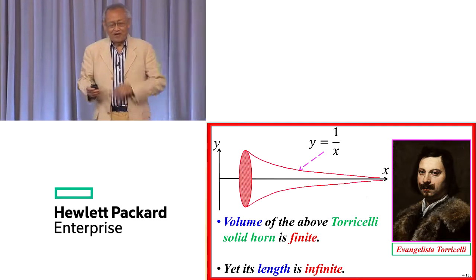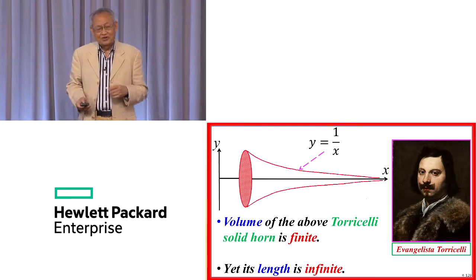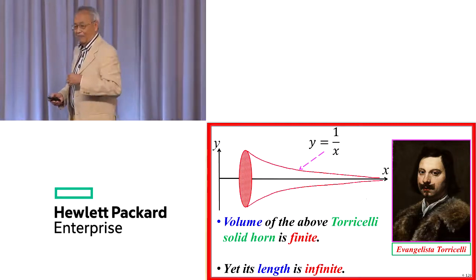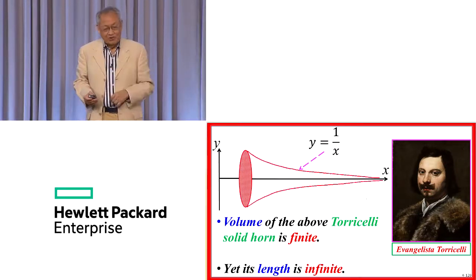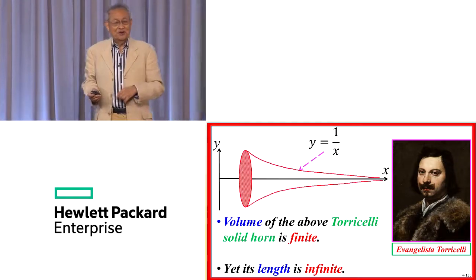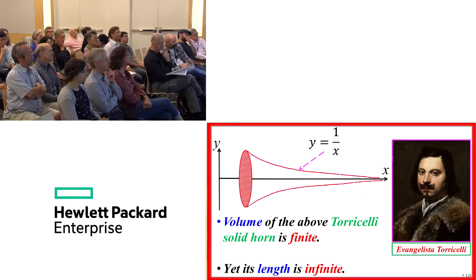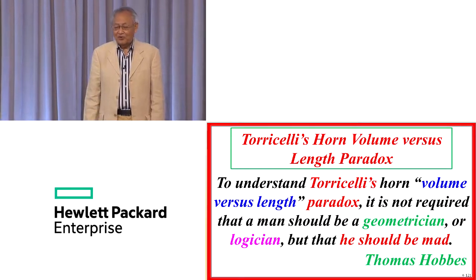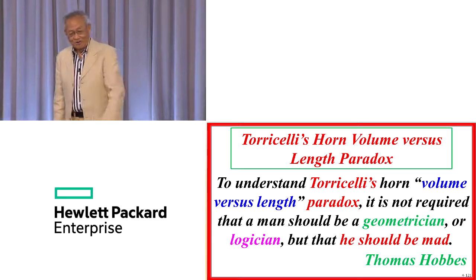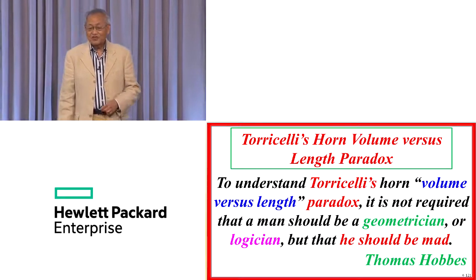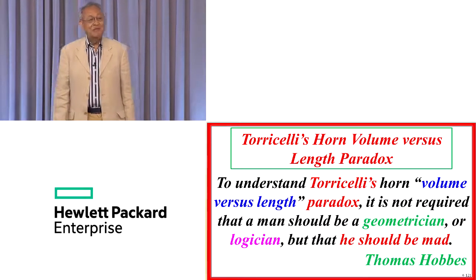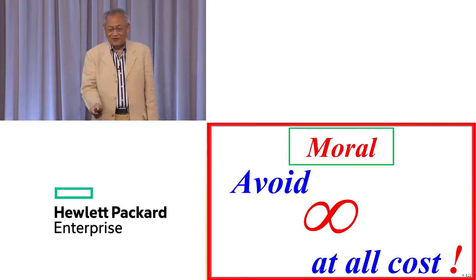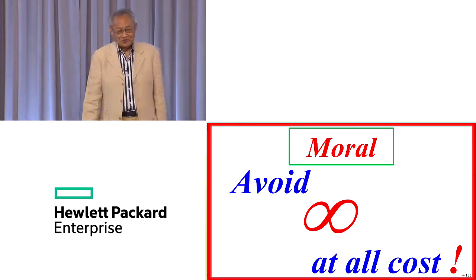In fact, this has plagued great thinkers for many years, and I'll show you just one comment from my favorite philosopher. He's a great English philosopher and thinker, and actually a mathematician as well, and his name is Thomas Hobbes. How many of you have heard of Thomas Hobbes? Well, great. I'm impressed that we have so many people here with a liberal arts background. Thomas Hobbes says that to understand Torricelli's horn, the volume versus length or area paradox, it is not required that a man should be a geometrician or a logician, but that he should be mad. And so again, the moral here is you've got to avoid infinity at all costs.